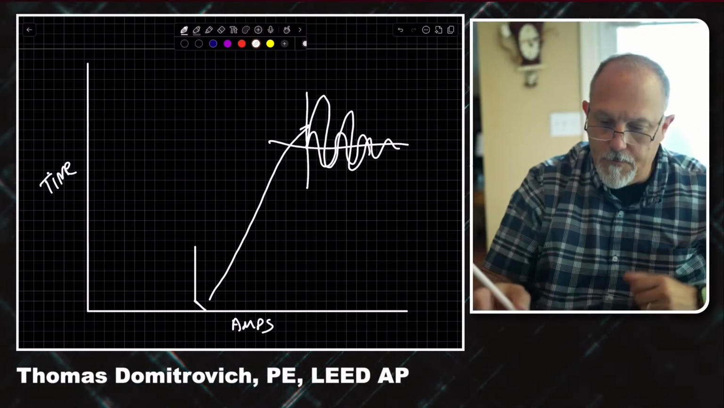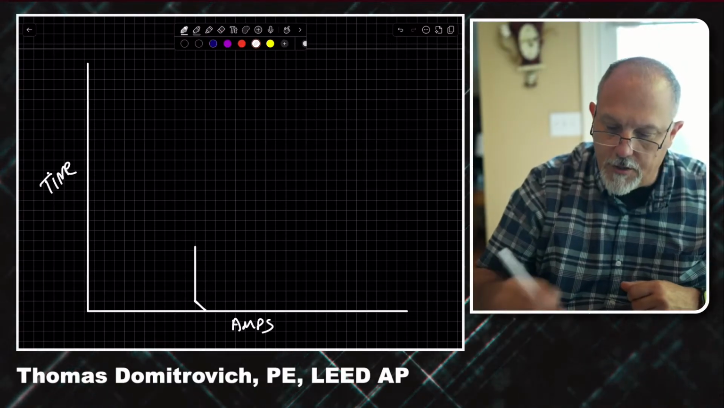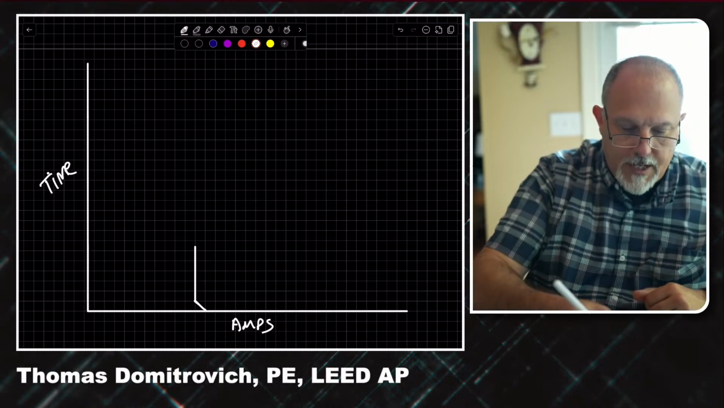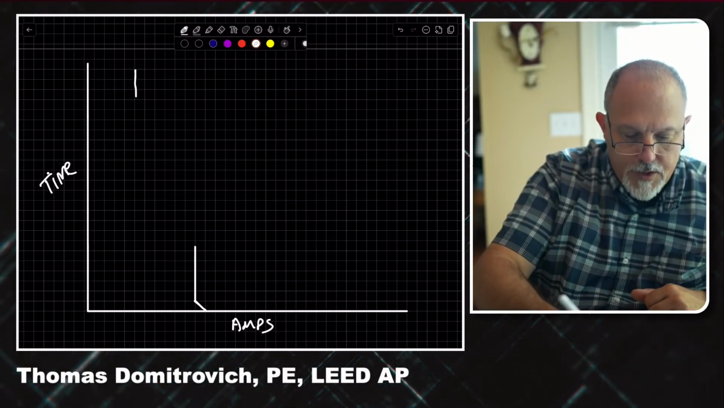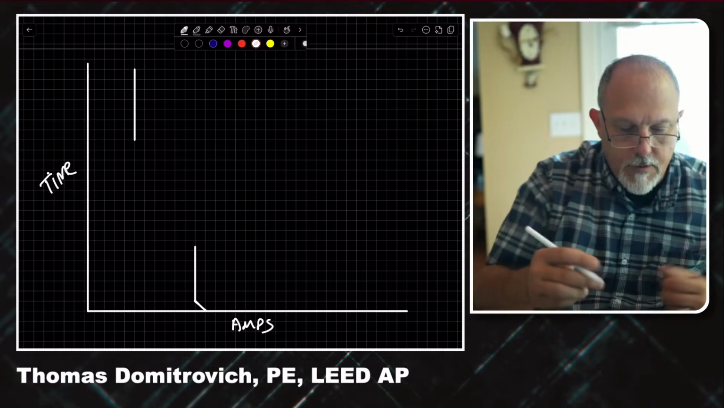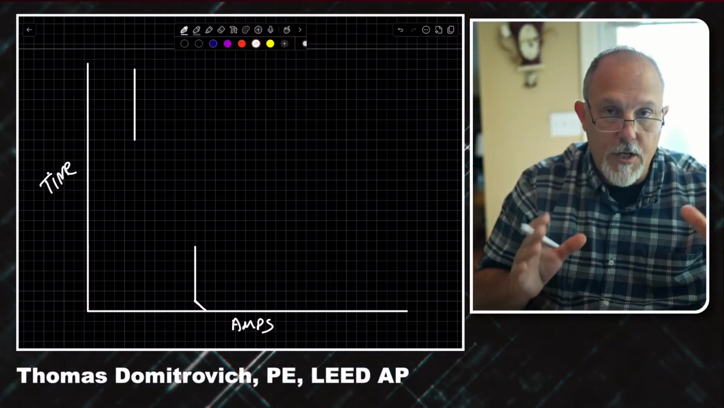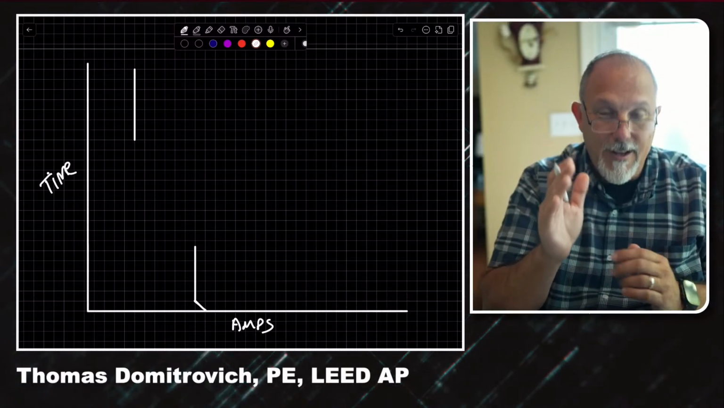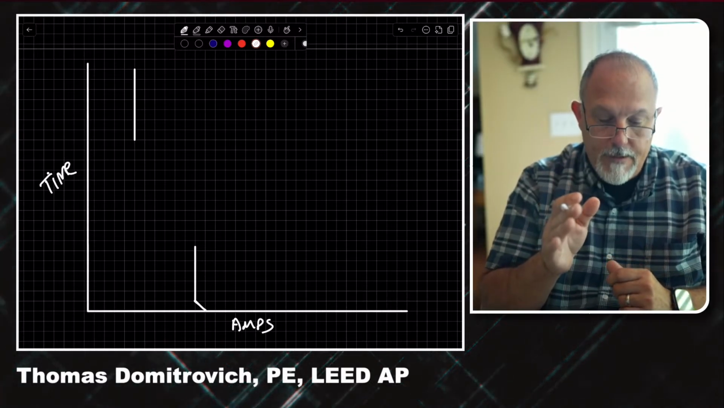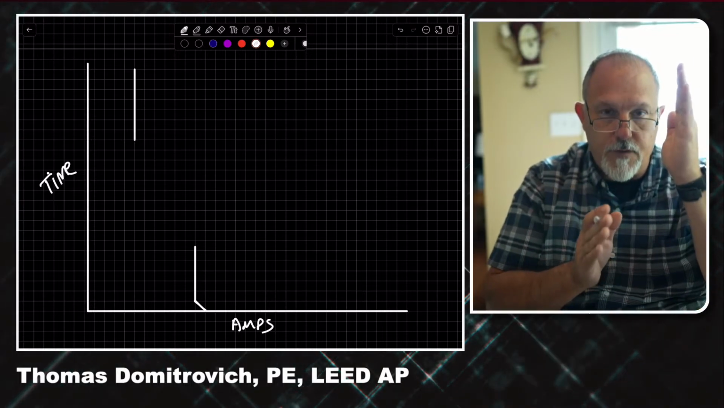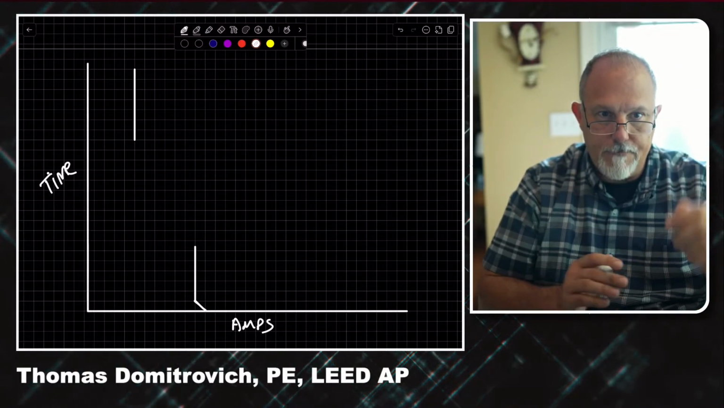So we'll draw on a motor starting curve a foot. All right, so then we have the locked rotor amps, and then we know what the full load amps are up here, okay? The full load amps are going to be less than the locked rotor amps. We know that. So we know that at some point we have to transition from locked rotor amps to full load amps, okay?